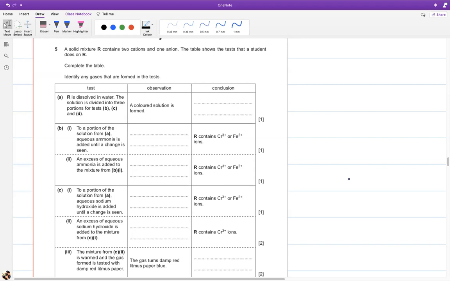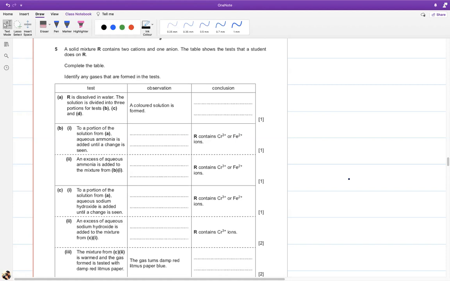फर्स्ट ऑफ ऑल, R is dissolved in water. A colored solution is formed. Observation है कि colored है, इसका मतलब क्या है कि transition metal ion present. You will not say that this is transition metal. You will say transition metal ion present या transition metal present. ठीक है, ये हमारा conclusion है उसकी बेस पे.